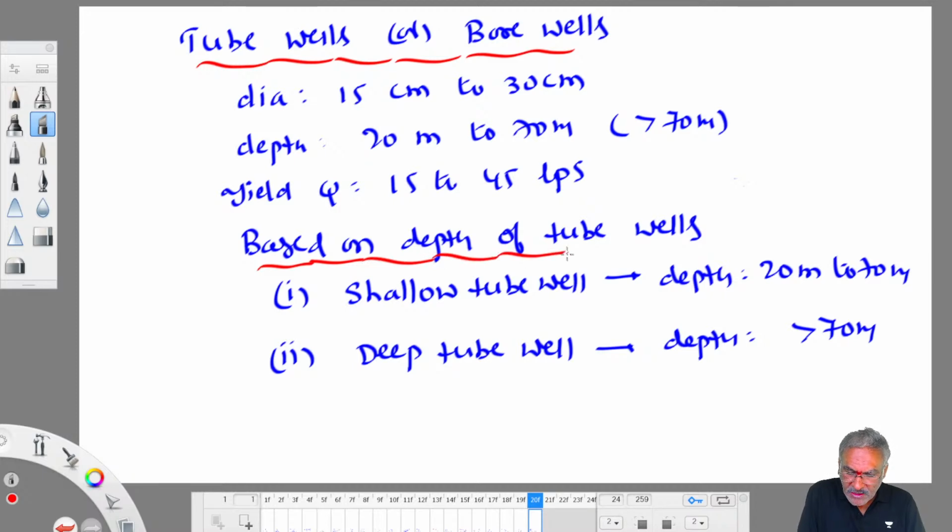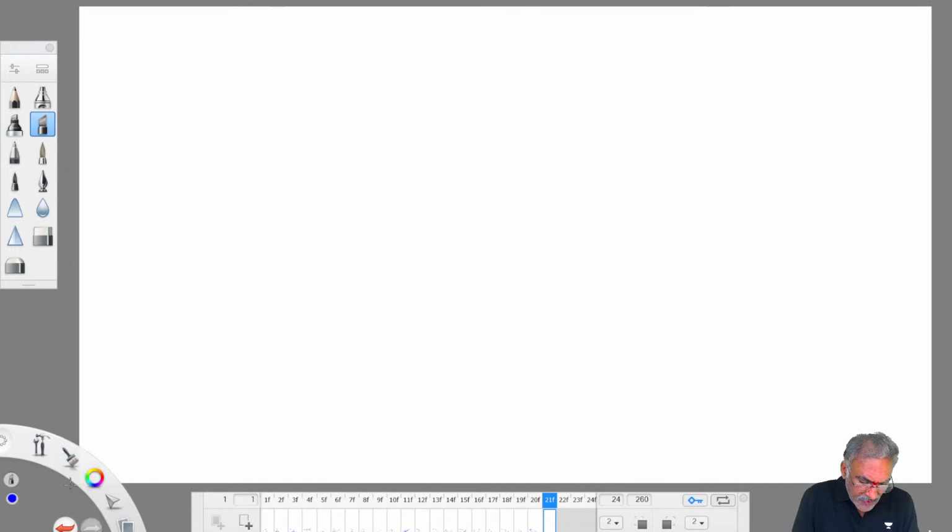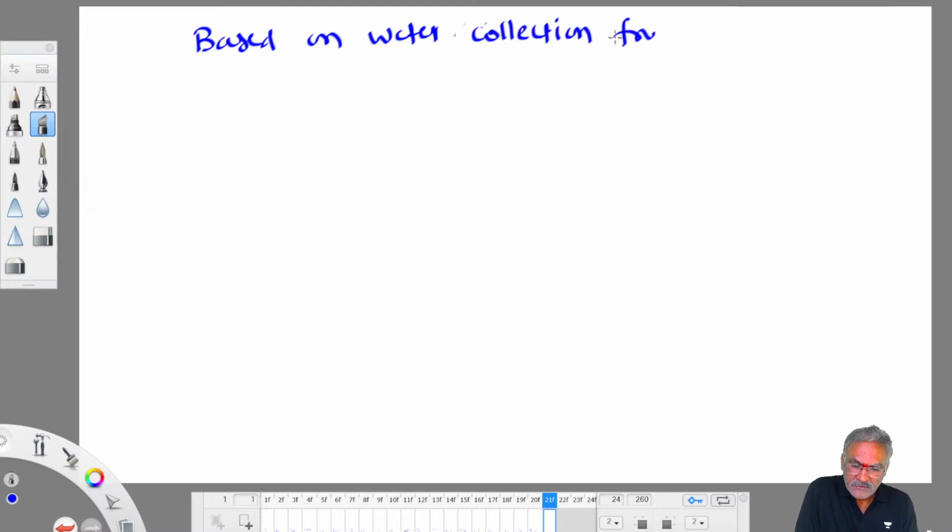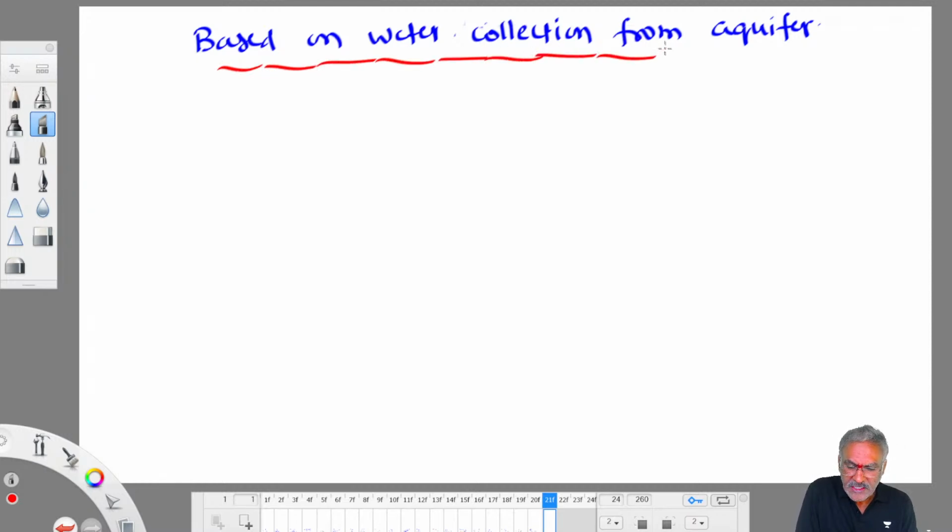Then there is one more classification related to tube wells or bore wells, based on the way it collects water. Based on water collection from the aquifer, they are classified into two categories. One is the cavity type tube well, the other one is the strainer type tube well.